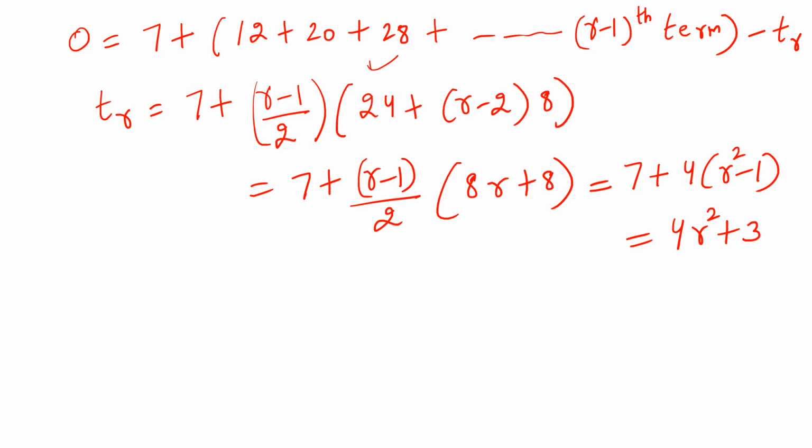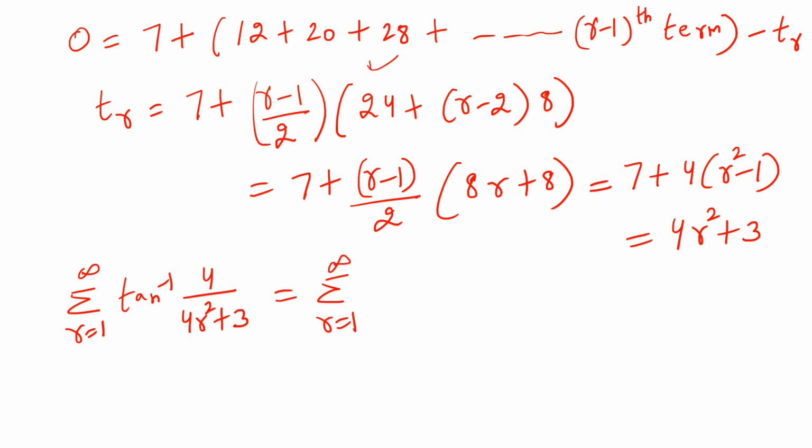So now the original series can be written as summation r varying from 1 to infinity tan inverse of 4/(4r^2+3). And this can further be written as summation r varying from 1 to infinity inside the function tan inverse, just divide up and down by 4. It becomes 1/(r^2 + 3/4).